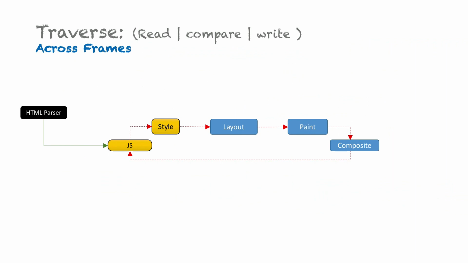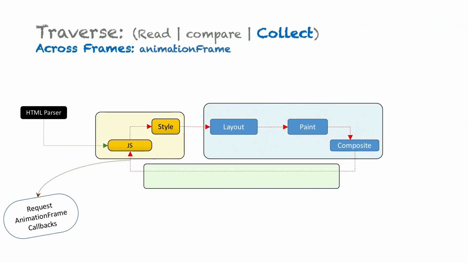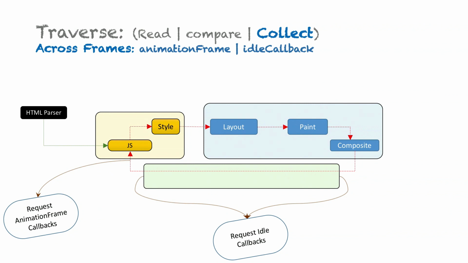So what we are going to do is traverse the tree across the browser frames. Instead of doing it in a single frame, we are going to traverse the entire tree across like 500 or 600 frames, whatever it is. And instead of writing directly to the DOM, we are going to collect every change, and then commit in a single frame. In order to do that, the browser gives us two events: one is animation frame and the other is idle callback.